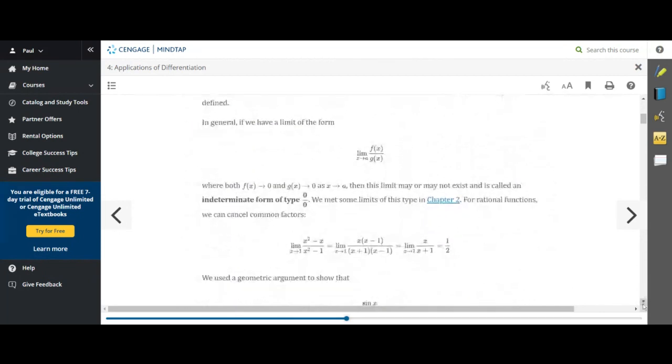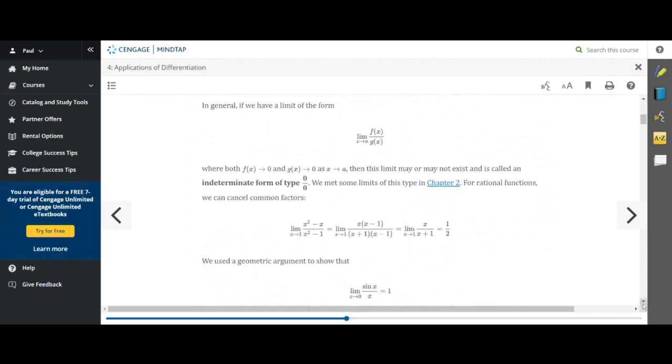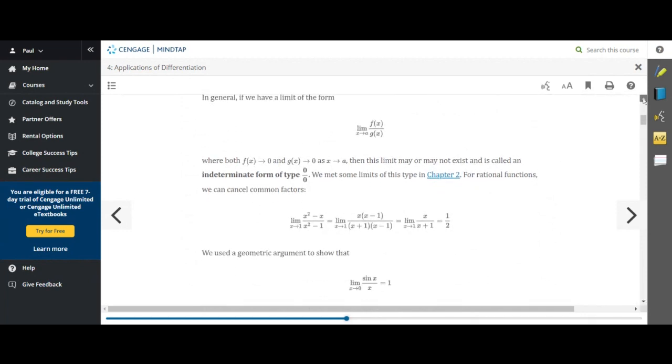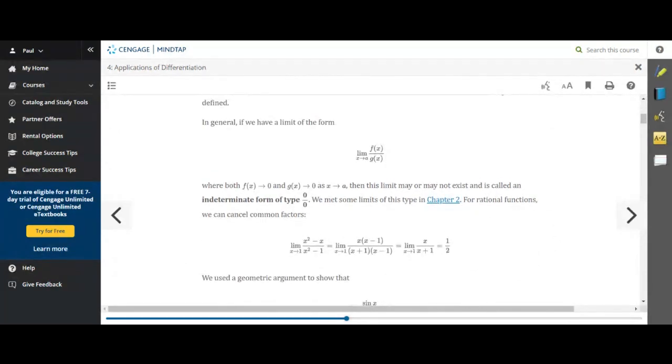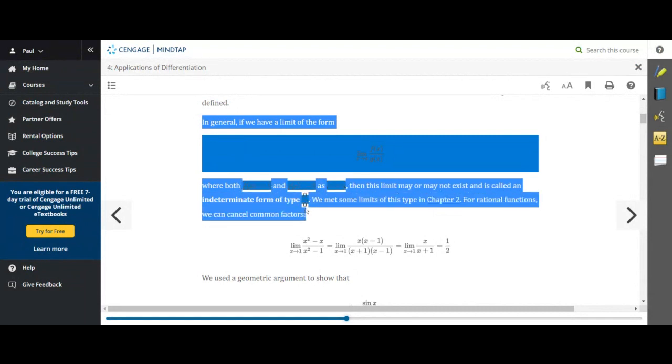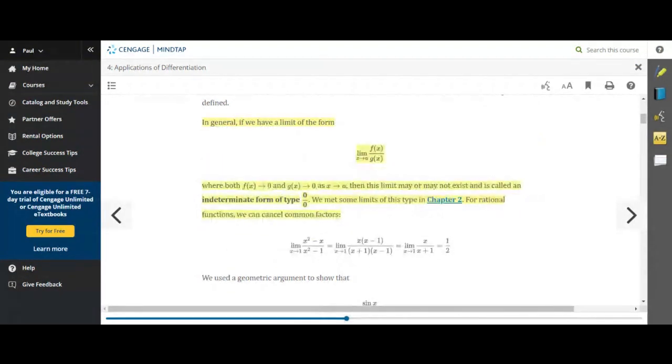And it turns out, in general, they comment right here, I'll highlight it: if you have the limit of f of x over g of x as x approaches a, where f and g both approach 0, then this limit may or may not exist, and it's called an indeterminate form.